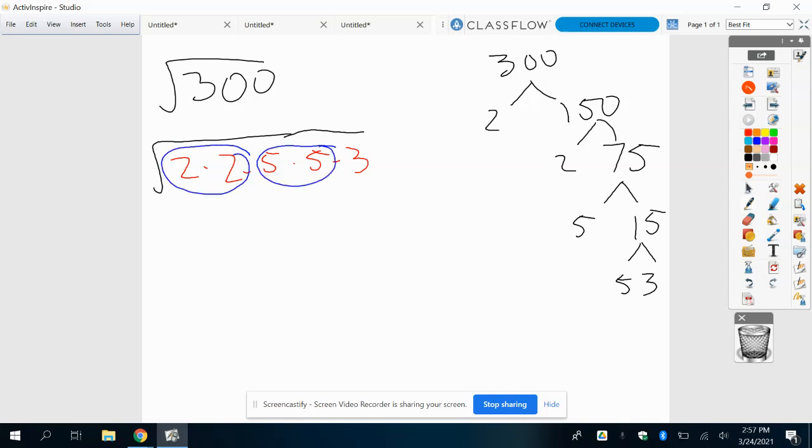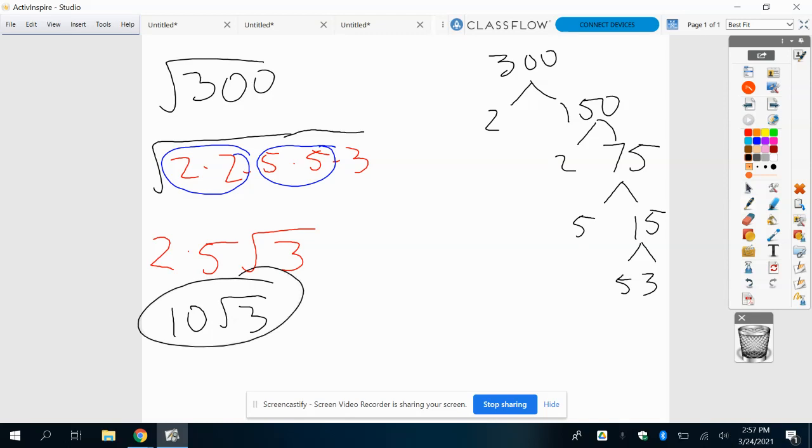So you've got the pairs of 2s, pairs of 5s. And for this one, it's kind of interesting because you've got a couple pairs. So you want to take out a 2 times a 5 because you're taking out both pairs. Then for your final answer, you take the 2 times 5, which is 10, radical 3, just like we said before.